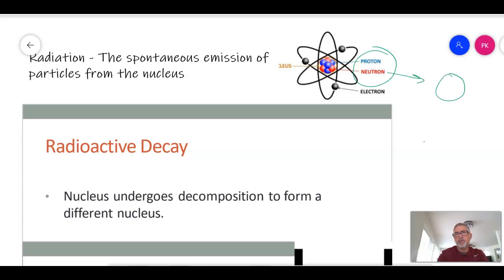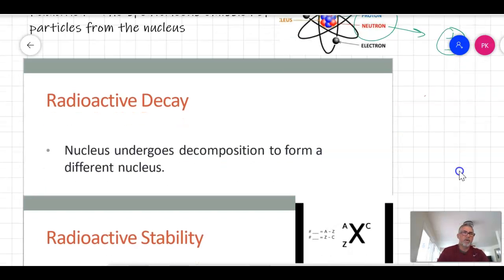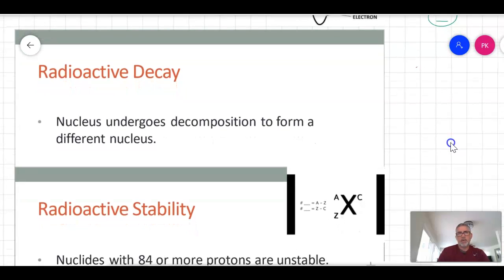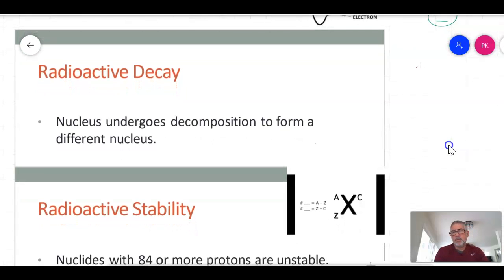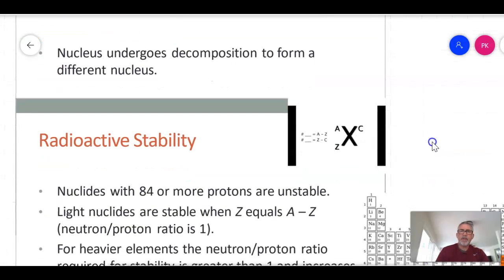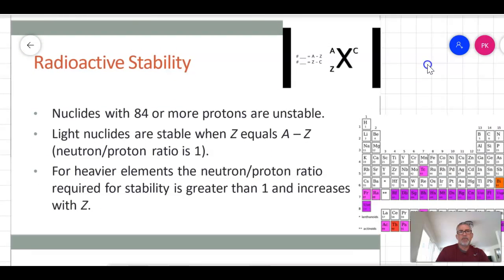nucleus. But remember, the neutron has both positive and negative charges, so it acts kind of like a proton fused with an electron. So when we talk about emission of particles from the nucleus, because the neutron is situated like it is, we have more different types of particles that we can release. Now, radioactive decay is when a nucleus undergoes a change to become a new type of nucleus, and usually a smaller nucleus. And then radioactive stability, we'll talk about.